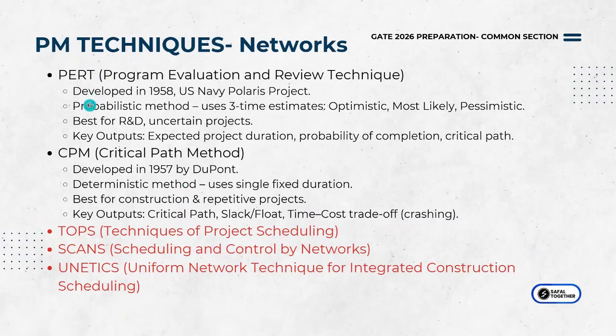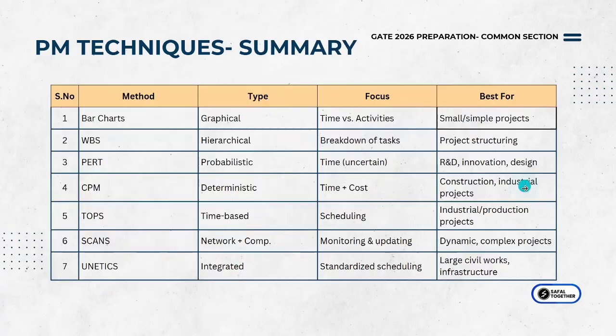Okay, so PERT was developed in 1958, US Navy Polaris project. It's a probabilistic method where you use three time estimates: optimistic, most likely, and pessimistic. It's best for R&D and uncertain projects, something that has not been attempted before. What are the key outputs? You can understand the project duration, what's the probability of completion, the critical path, and so on. Okay. So what are all of these terms? It might seem alien to you. I'm going to delve a little deeper into it.